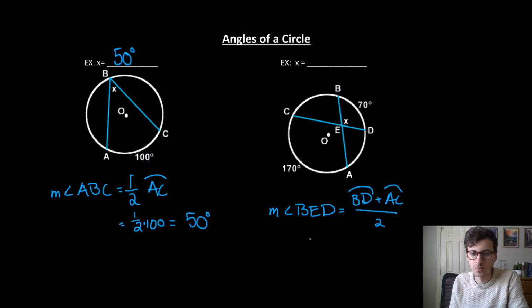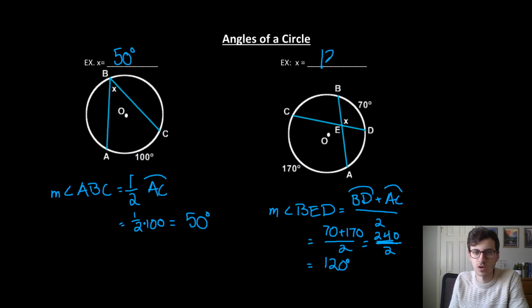divided by 2. Okay, we know that 70 plus 170 over 2 is 240 over 2, which is 120 degrees. Okay, not bad. So then X is 120 degrees. Let's look at a few more examples.